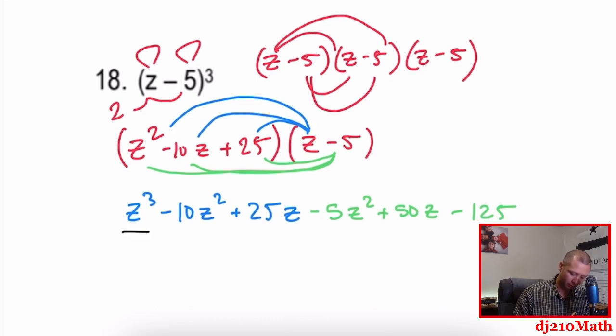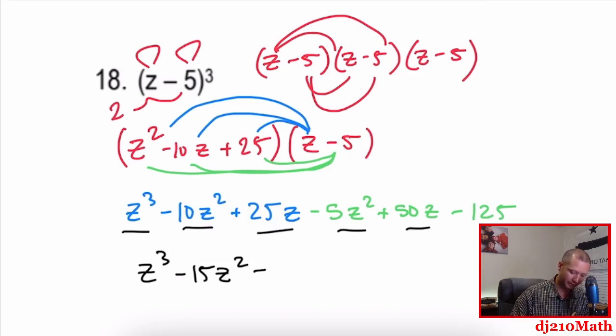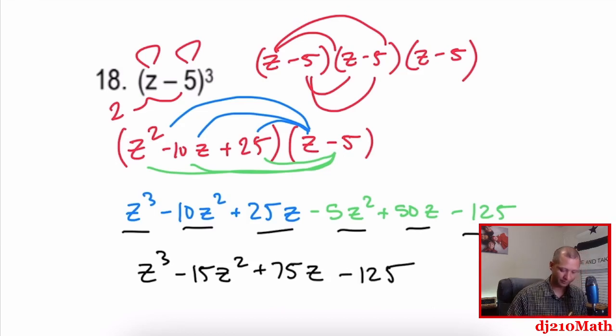All right, let's start combining like terms. There's 1 z cubed term. There are 2 z squared terms, so negative 10 minus 5, negative 15z squared. 50z plus 25z is 75z, and then minus 125. That one's pretty intense.